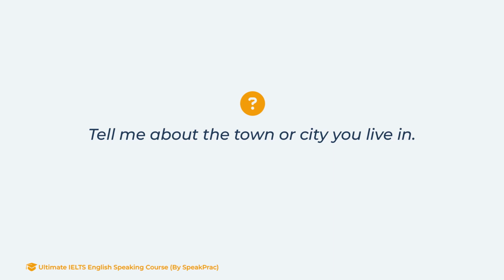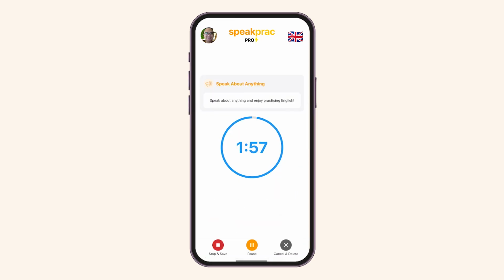You have 30 seconds to speak, just like in the real IELTS speaking exam, and when you're done, tap the stop and save button. Pause this video so you can start speaking, and then come back to the video so that you can find out what to do next. Ready? Find that Speak button in the SpeakPrac app and go.